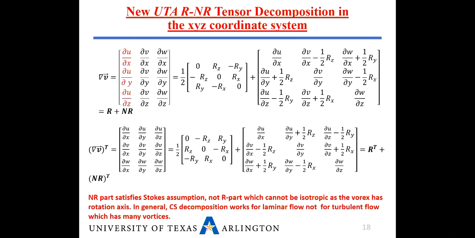Well, this is just to say, I give the name because I'm in UTA. I just say, well, there's a UTA rotated and non-rotated. Because non-rotated, you still can use Stokes assumption, not for the rotation part. Rotation part, you cannot use Stokes assumption. That's what I think.